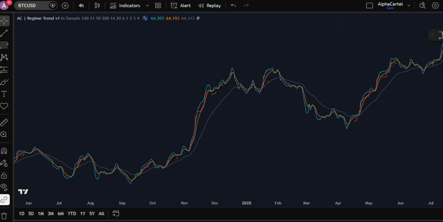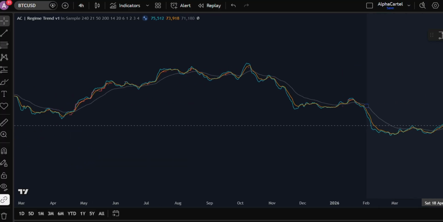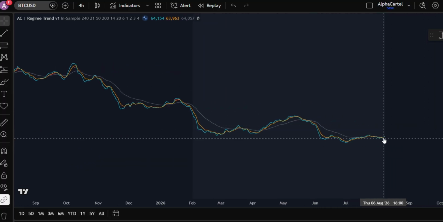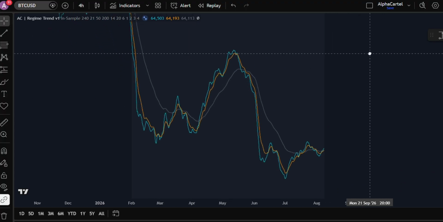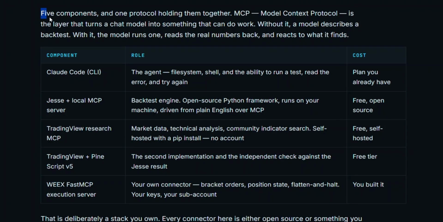And stay for step 3, because that is where I show you how to get a real out-of-sample equity curve on camera today, instead of telling you to come back in 3 months. Let us start with the stack.